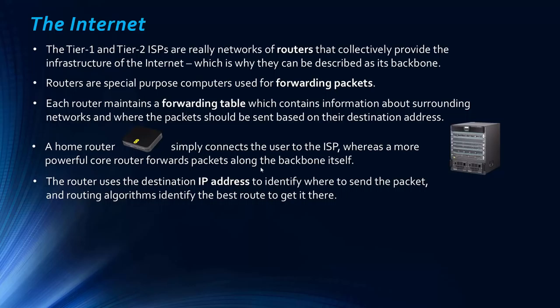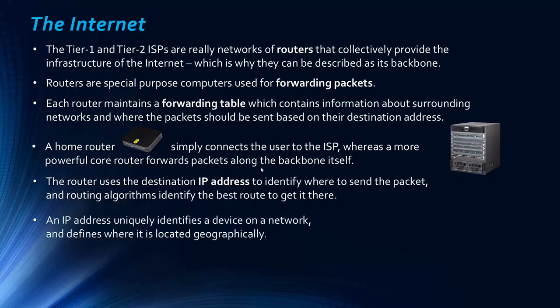We talked about packet switching, the idea that packets can take different routes to get to the destination. Different routers can send them in different directions, but they're always going to end up at the destination device. So an IP address uniquely identifies a device on a network and defines where it's located geographically. That's something a MAC address doesn't do.